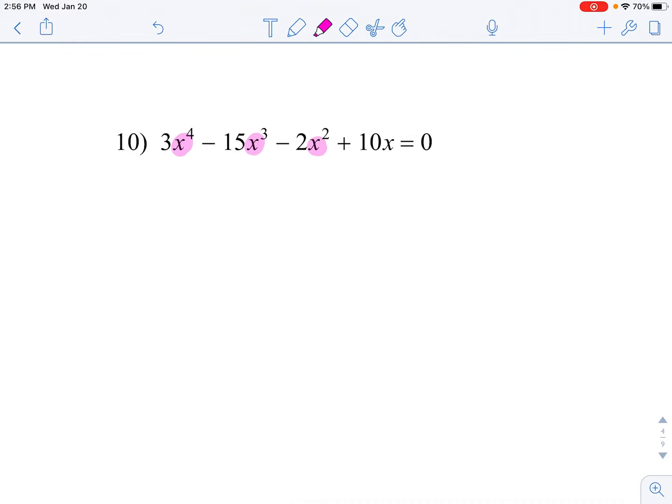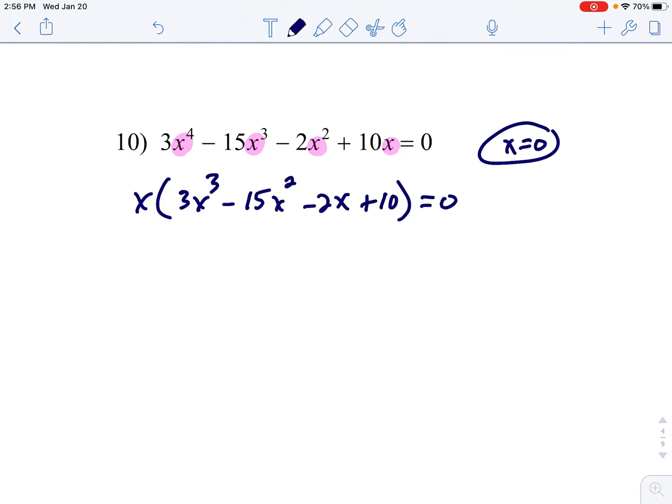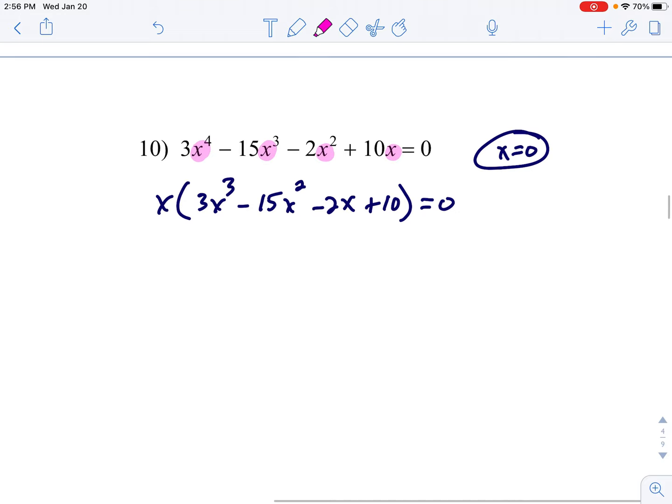Number 10, same thing as the last one. There's a common factor of x, so you have to pull out the x. You get 3x to the third minus 15x squared minus 2x plus 10 equals 0. That means x equals 0 is one of our roots. So there are 4. One of them has to be 0. There's 3 left. We'll make our list of possibilities.